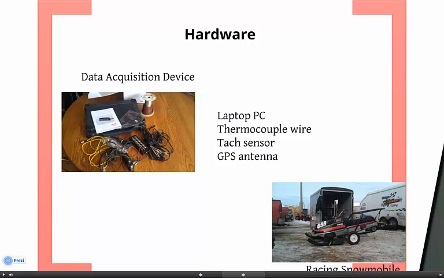The machine that will be instrumented for this Prezi is basically a stock trail sled that has been adapted for racing by adding aggressive traction products and increasing horsepower production of the engine. The center of gravity has also been lowered.